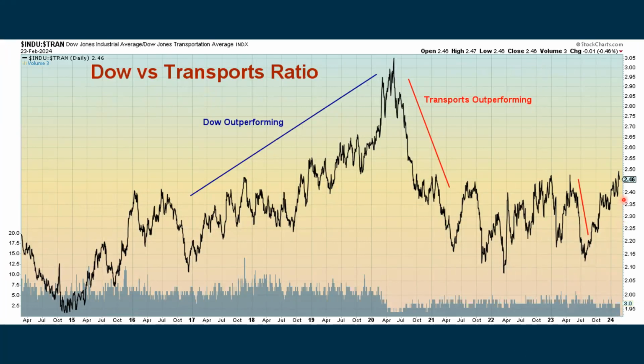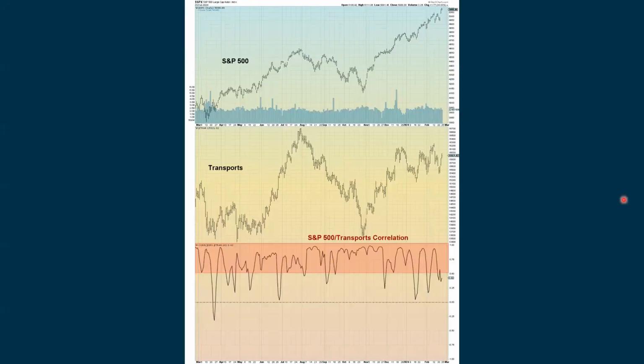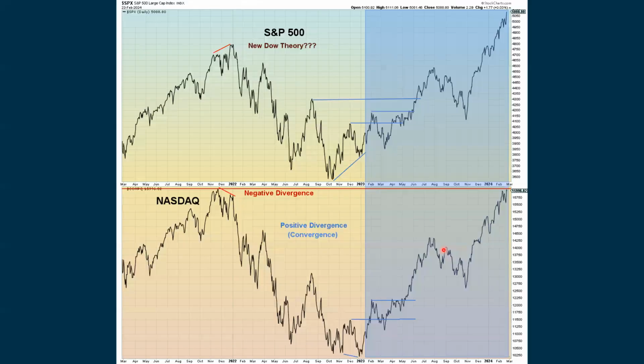When this is going up, that means the Dow is outperforming. We look at the relationship between the S&P on top and the transports in the middle, showing that they're not really having a strong relationship right now. When we get a high reading, when this really goes up, that means they're going in the same direction at the same time. And this is another area that we're keeping an eye on.